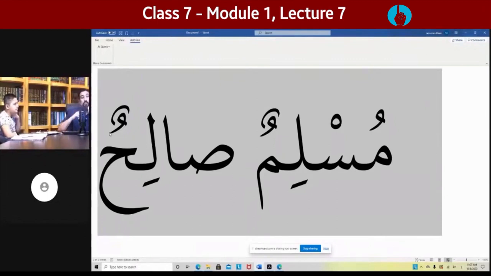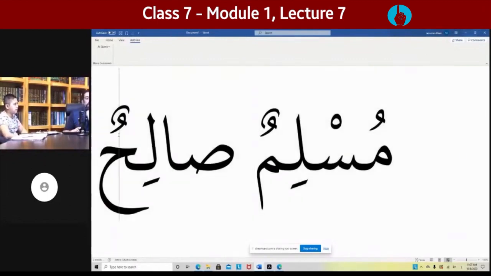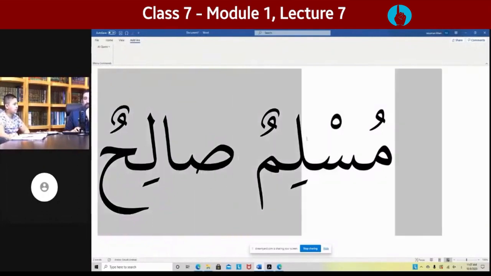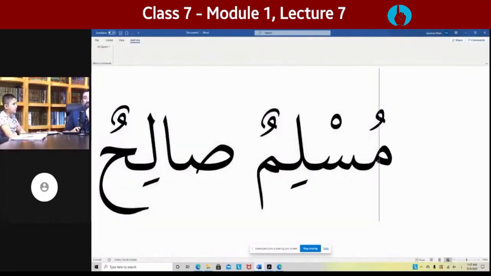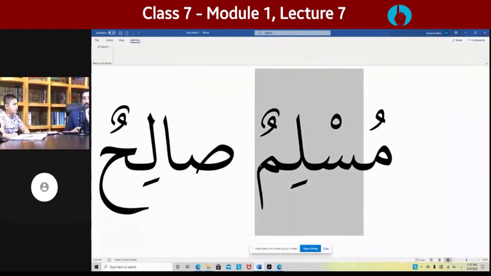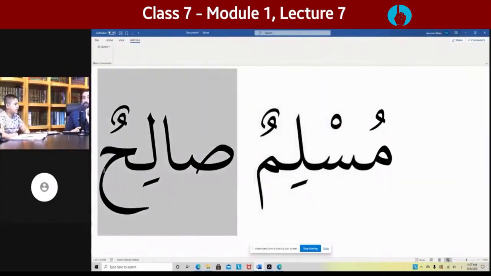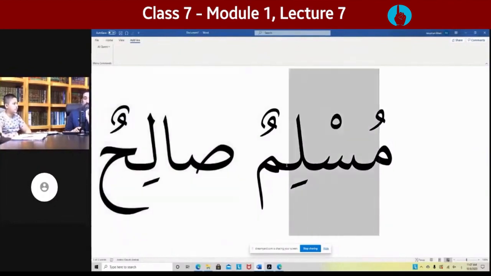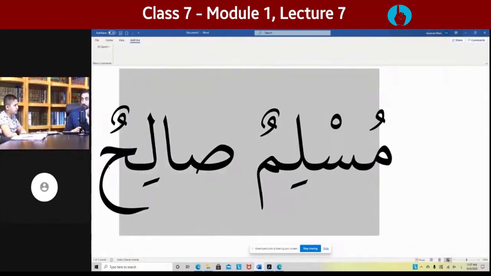Okay. Muslimun is rafa' because of the un sound. Salihun is also rafa' because of the un sound. Salih means good. They both match in status. Would you agree? Okay. Muslimun is masculine because there's no sign of feminine. Salihun is also masculine because there's no sign of feminine. Muslimun looks singular. Salihun also looks singular. Would you agree?